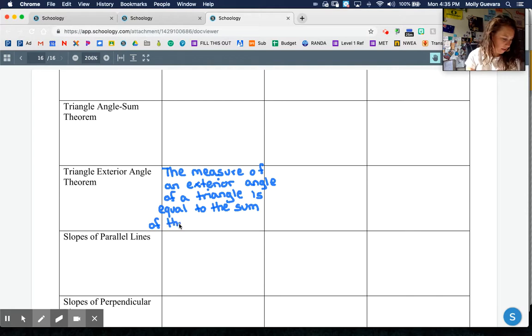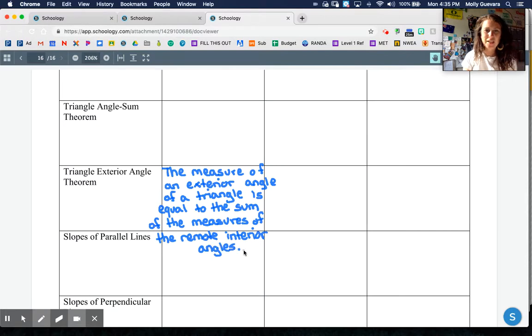Again, adding the sum of the measures of the remote interior angles. Hopefully you wrote smaller than I am, right? Okay, so the exterior angle is equal to the sum of the remote interior angles. So just as a reminder, here's a triangle.